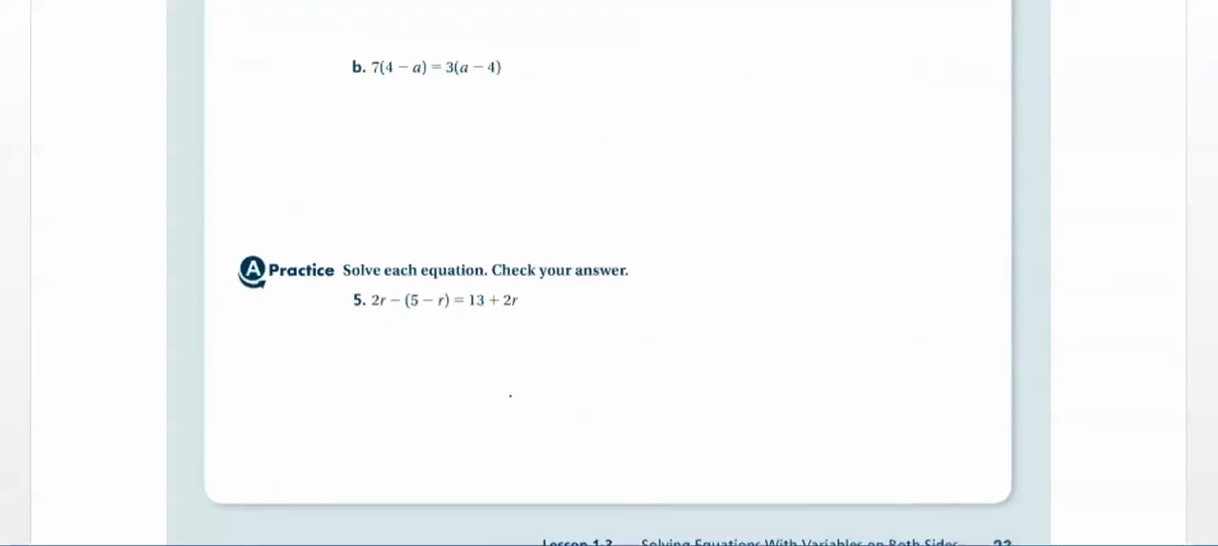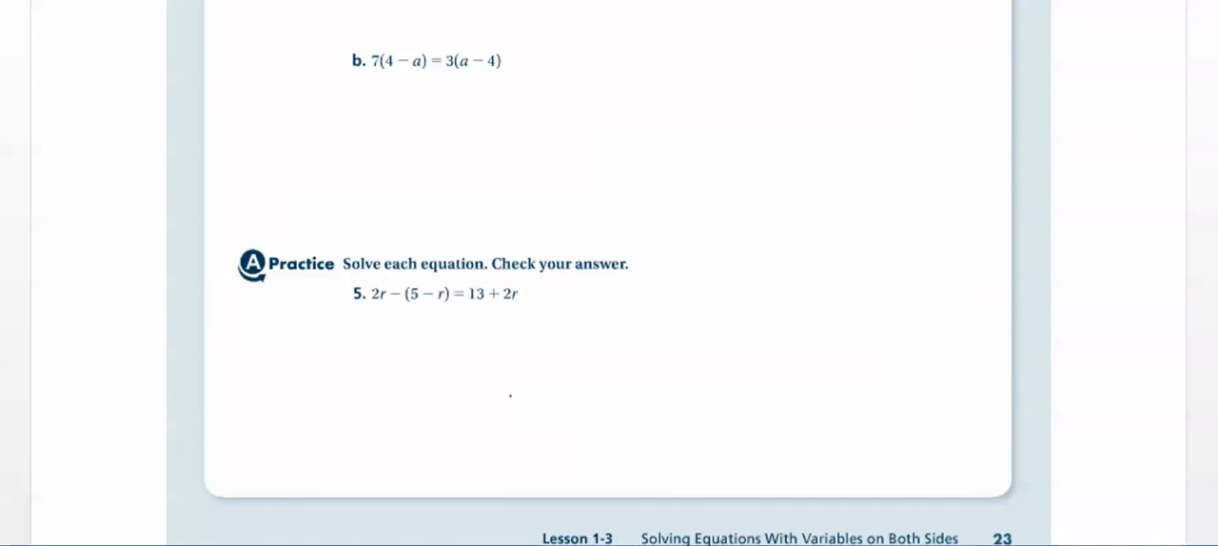Okay, let's do one more problem that kind of combines. Let's do number 5 at the bottom of page 23. So let's recall our steps. First, distribute. Can I distribute anything in this problem? Yeah, I can. Specifically, I have some parentheses, and in front of those parentheses, I have a negative. Remember, that's like a -1. So we have to distribute a -1 here.